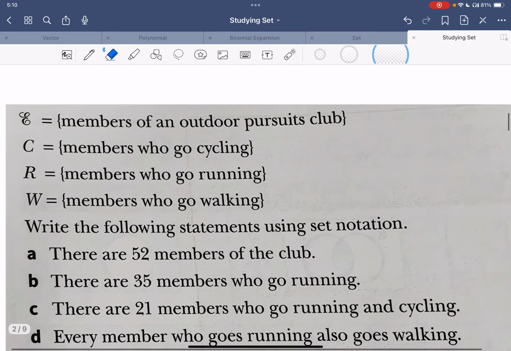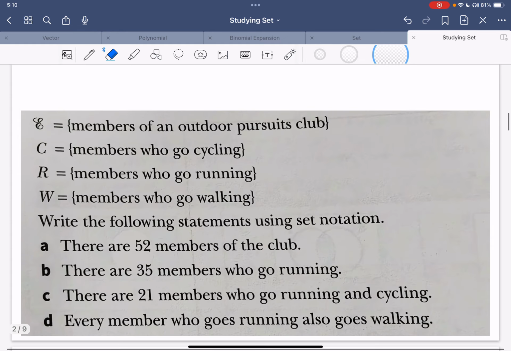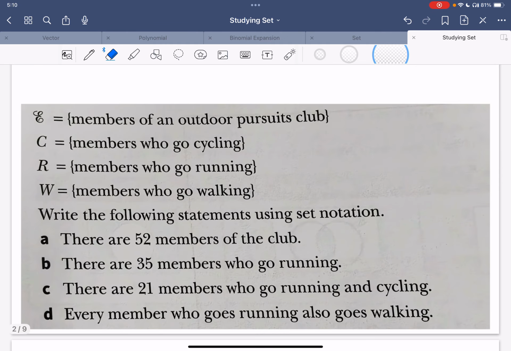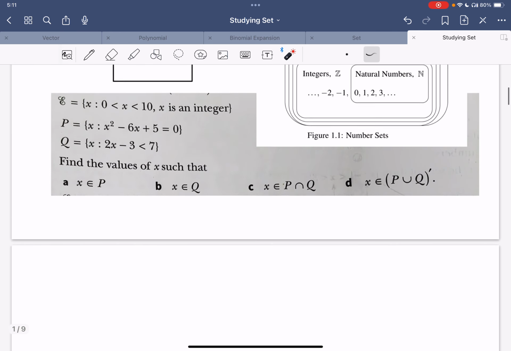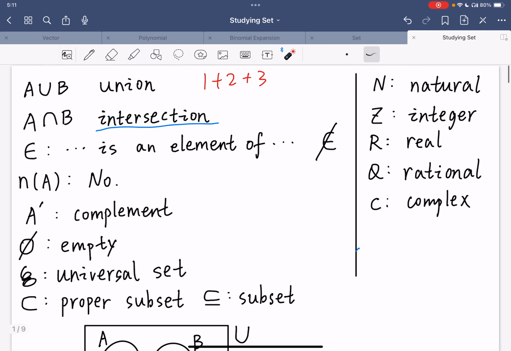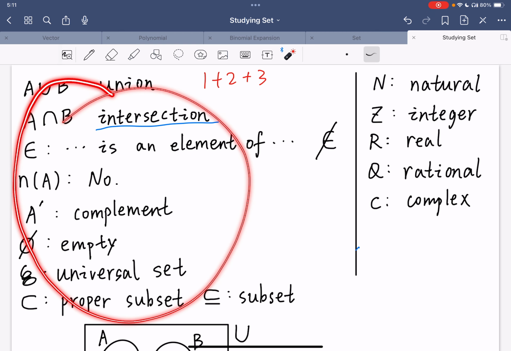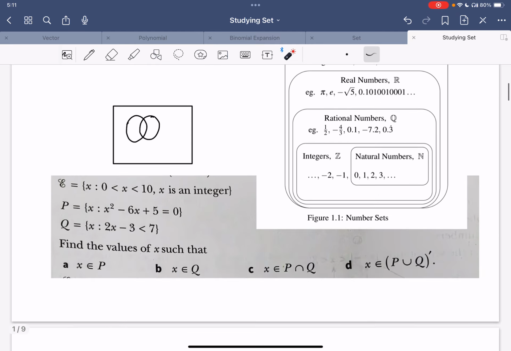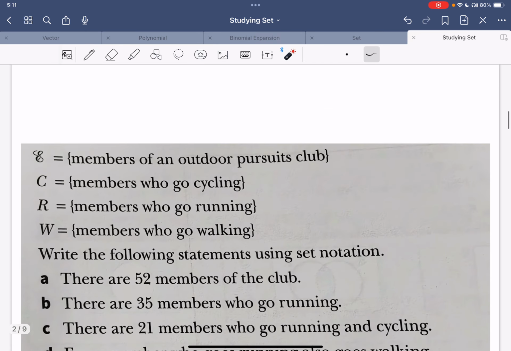So here is the question. Using set notation to represent different statements and different sets. What does set notation mean? Set notation is the different signs we just learned. All of these signs are set notations. It's the language of sets.